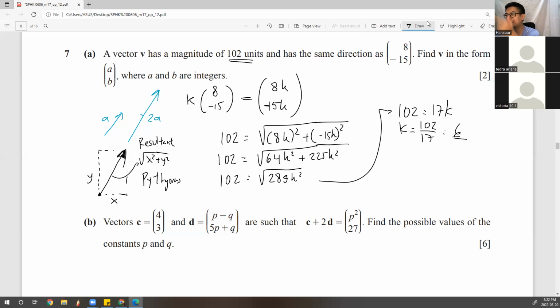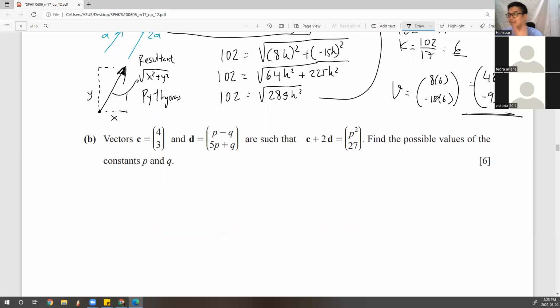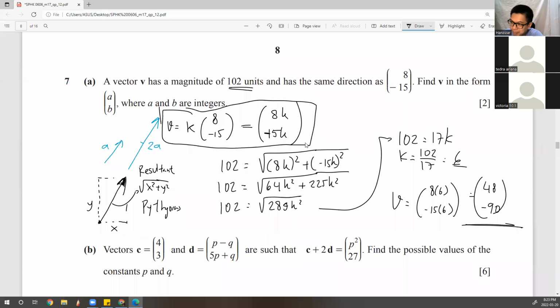So find v in terms of a and b. Okay, this is v, right? So v will equal 8 times 6. You can just substitute the 6 for k. So 48 and negative 90. There you go. This will be your final answer, right? And then b. Okay, this is the formula. So the left side is the basic or the concept.